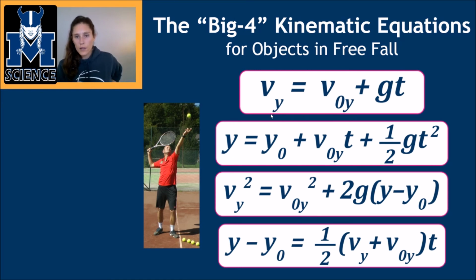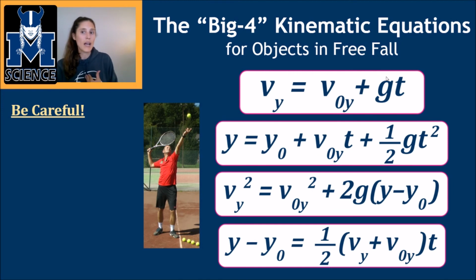The one other thing you'll notice about this is I've replaced all the a's with a g. Now you want to be careful here because g in a lot of cases is going to be negative. So this sign right here could be minus gt, depending on how you set up your reference frame. g is always going to point towards the surface of the Earth. So depending on how you set up your reference frame, you might have to put a negative 9.8 meters per second squared in here for g.